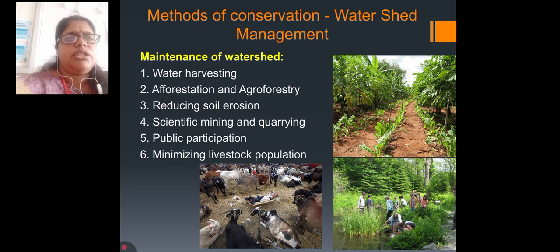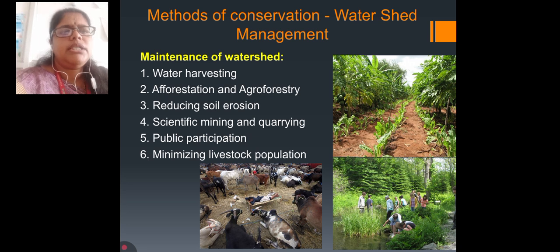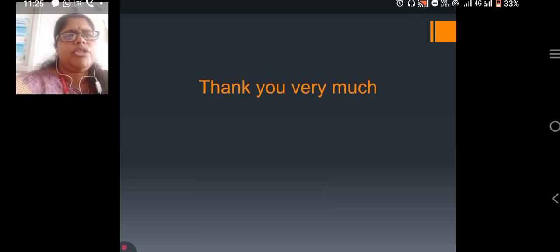Maintenance of the watershed is a very important one. So: water harvesting, afforestation and agroforestry, reducing soil erosion, scientific mining and quarrying, public participation, and minimizing livestock population.